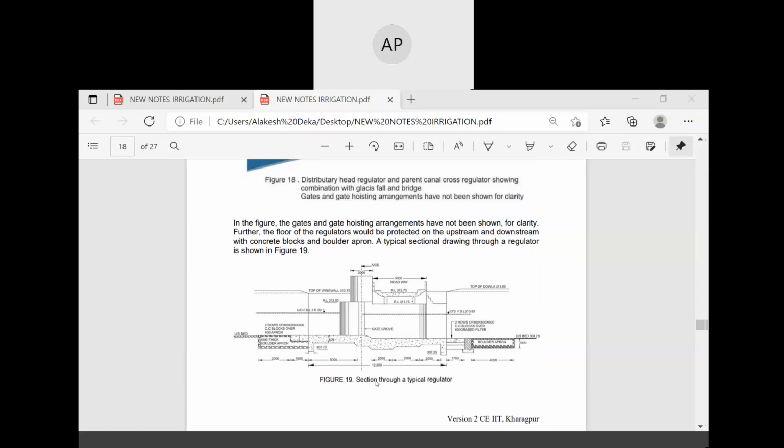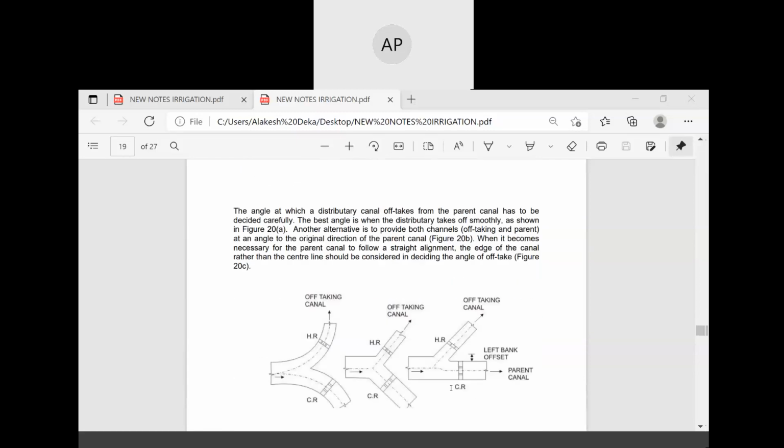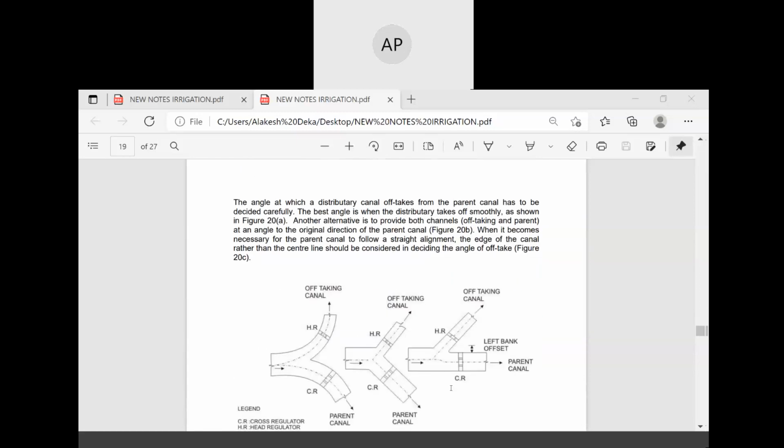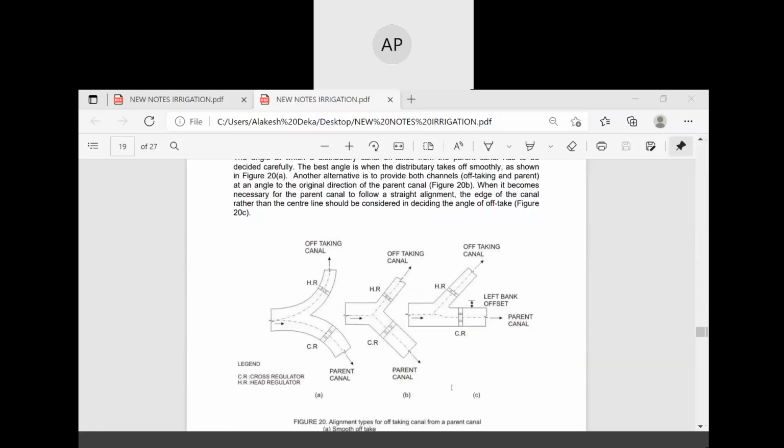This is a cross sectional view of a regulator. This is the alignment of an off-taking canal from a parent canal.